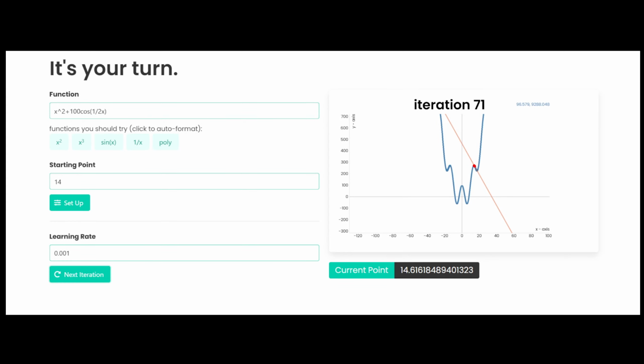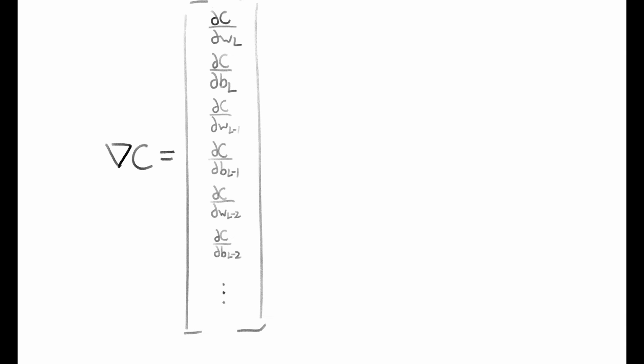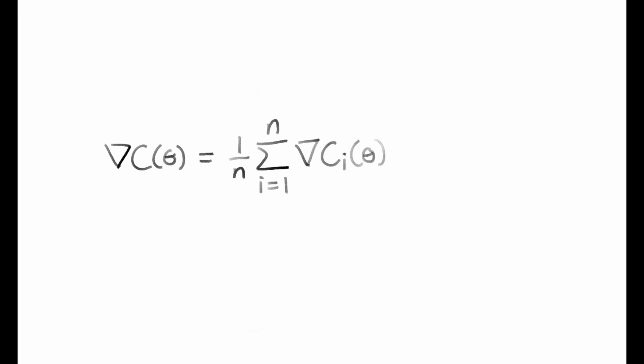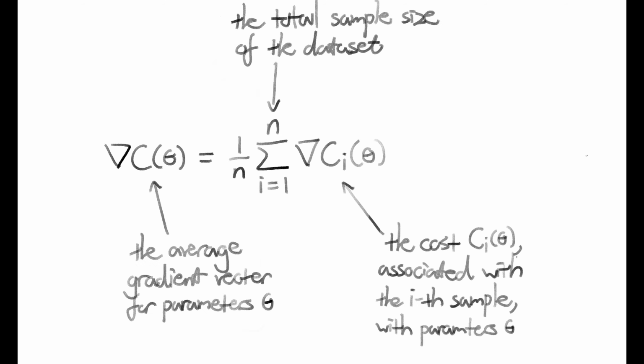You just run the gradient descent algorithm and see how fast or slow our loss updates are, and then just adjust accordingly. Now let's talk about the gradient vector in detail. This isn't just the gradient for a single sample. It's actually the average gradient vector across all the samples in our dataset. Why do we do this?